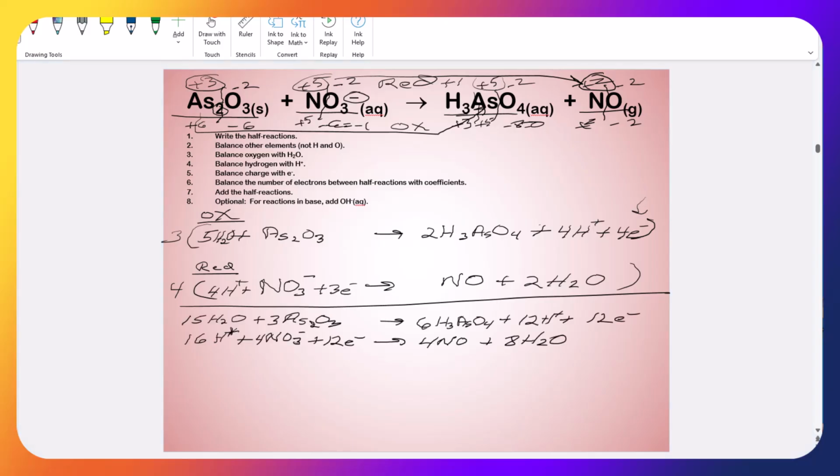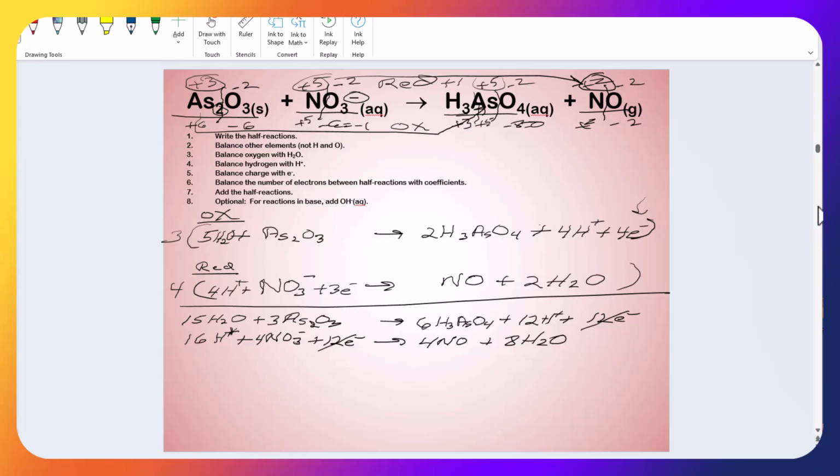Okay, now that I have multiplied all the coefficients by the multipliers I determined to get the number of electrons lost the same as gained, we now have 12 electrons lost in the oxidation and 12 electrons gained in the reduction. We can go ahead and cancel those electrons. All we used them for was to make sure that charge was balanced and that we were losing and gaining the same number of electrons. We can also cancel some other things.